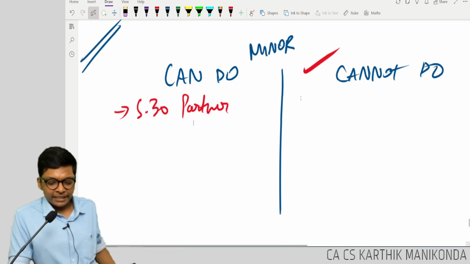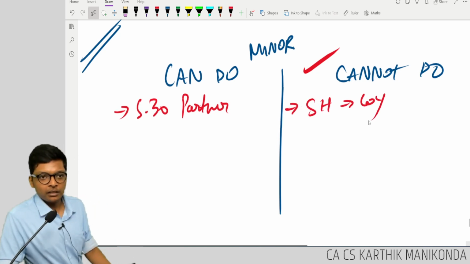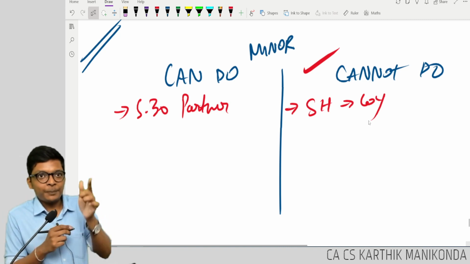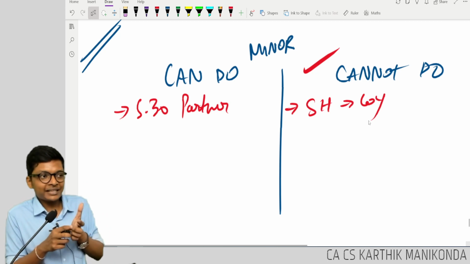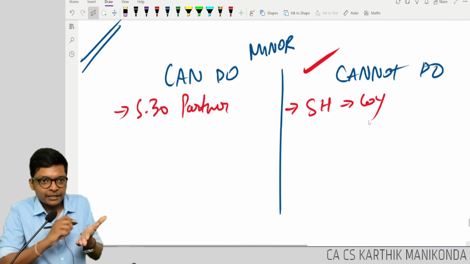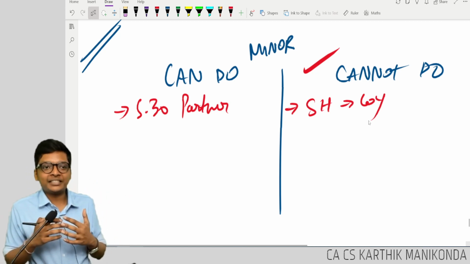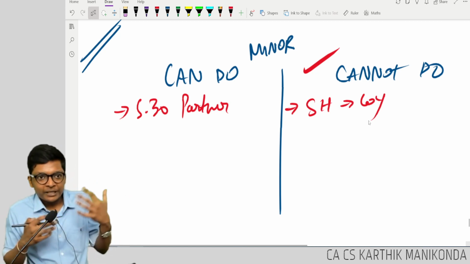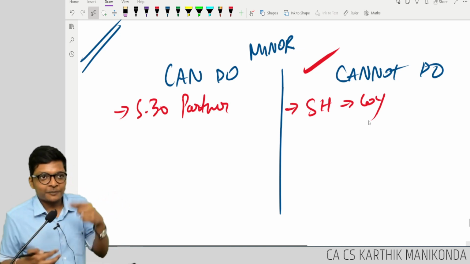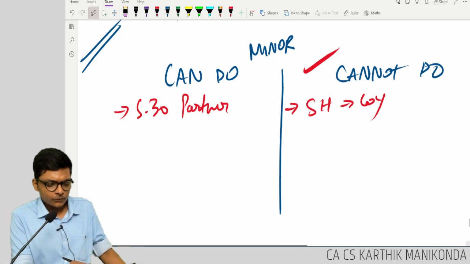A minor cannot be a shareholder in a company, because as a shareholder you have liability of unpaid calls. So there is a liability for me to pay, and the shareholder is entering into a contract with the company. Section 9 tells that the effect of registration creates a relationship between the company and the members. I can't create a legal relationship with a minor. Are you following, guys? Next.